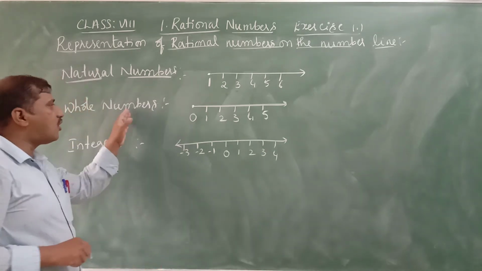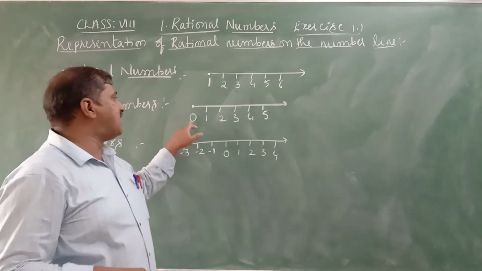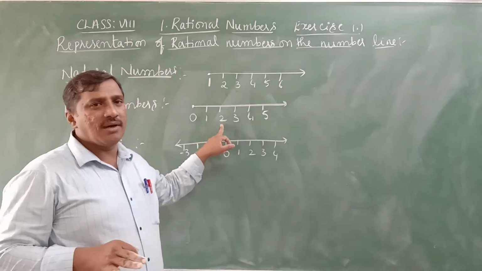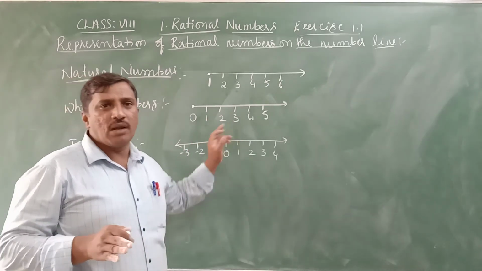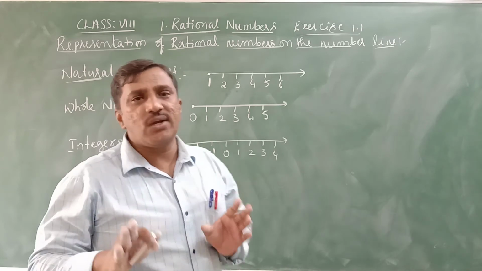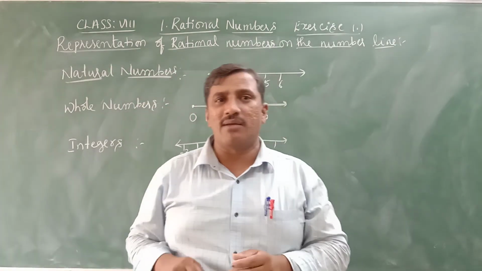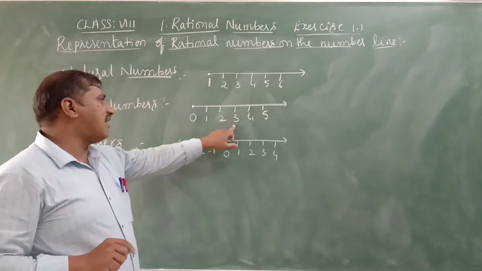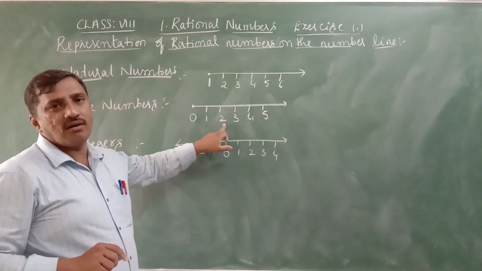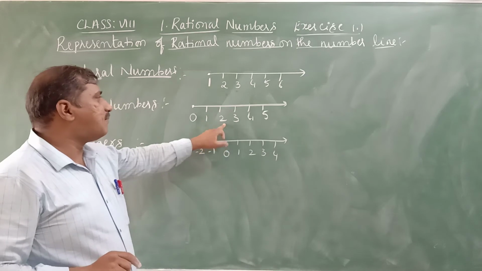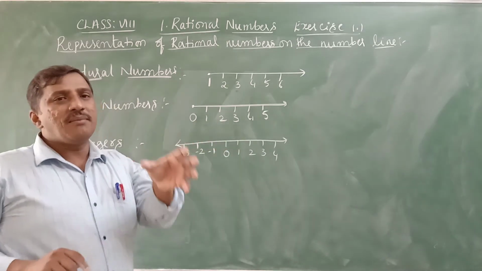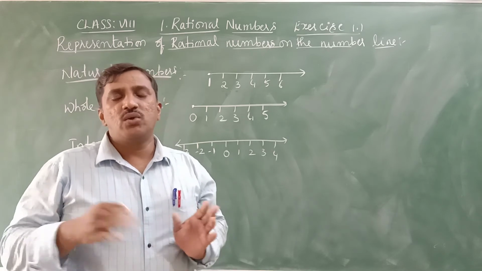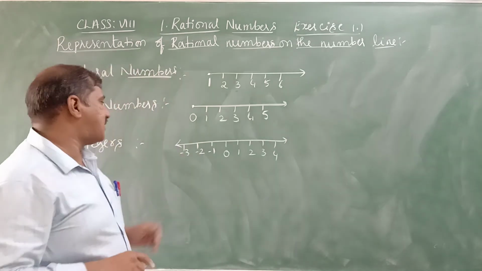So what about whole numbers? Between 0 and 1, there is no whole number. Between 1 and 2, there is no whole number. Between 2 and 3, no whole number. That is, between two consecutive or successive whole numbers, there is no whole number. Now, between 0 and 3, we have 1 and 2 as whole numbers. So here also we have a limited number of whole numbers between two non-consecutive whole numbers.